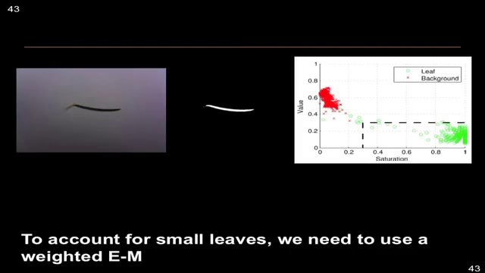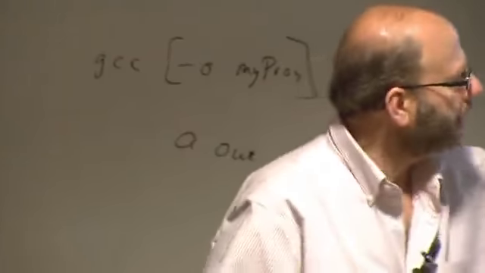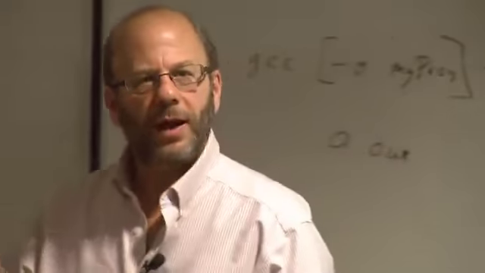And so we have a scheme for weighting the pixels based on the likelihood that they seem to be from leaf or background. And we do a weighted EM so that the pixels that are likely to belong to the leaf wind up having half the weight of the pixels, even though there are only a few of them. And so using that, we're able to get pretty good results on these kinds of very small leaves.